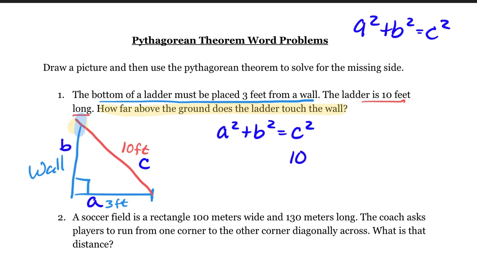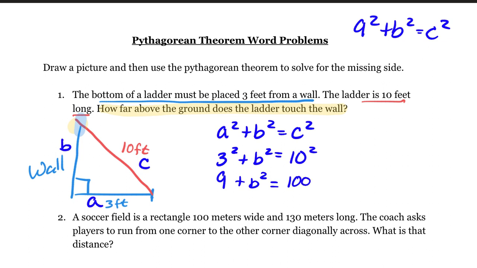Now fill in the information that we know. I said A was 3, so 3 squared plus, I don't know what B is, b squared. Now I need to do the math for each of those. When I do that, 3 squared is 9, plus b squared, that I don't know, equals 10 squared, which is 100.